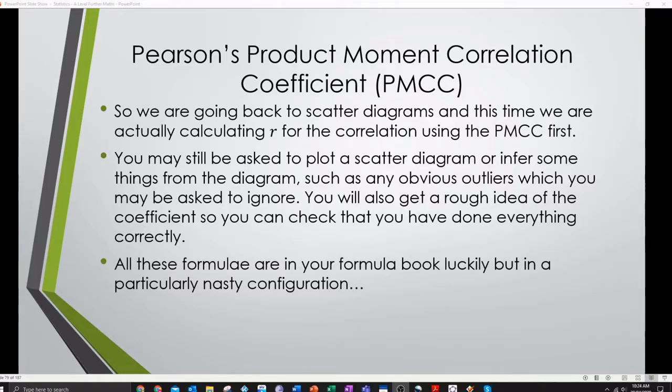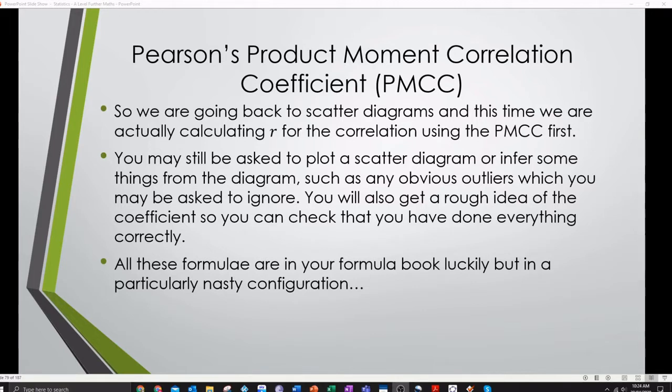So on to chapter 5, which is correlation, and we're starting off with the PMCC, Pearson's product moment correlation coefficient. Usually we just say PMCC or R. When we first started with scatter diagrams, we would say something had, say, a weak positive correlation or a strong negative correlation, and then we started using values for R.